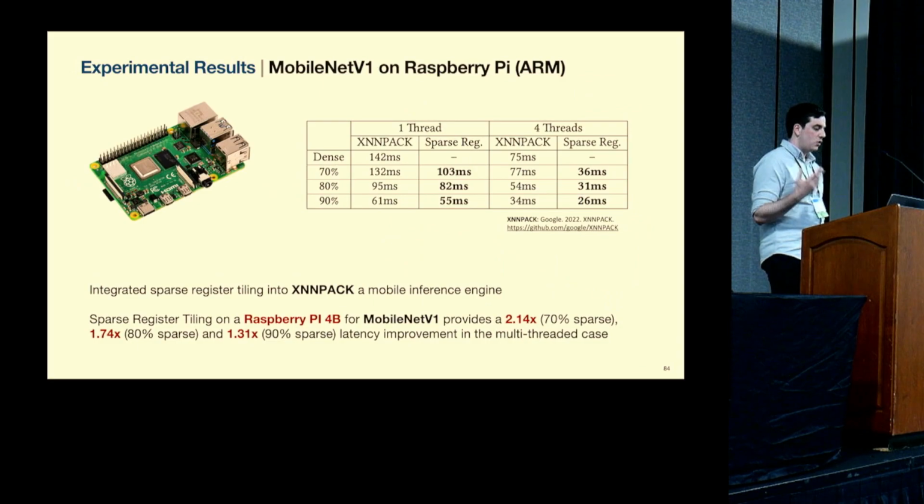We also went on to integrate our method into XNNPACK, a mobile inference engine, replacing their SpMM with our own, and running it on a Raspberry Pi 4 for a MobileNet V1. And here we can see for 70, 80, and 90% sparse, we were able to see latency improvements across the board.